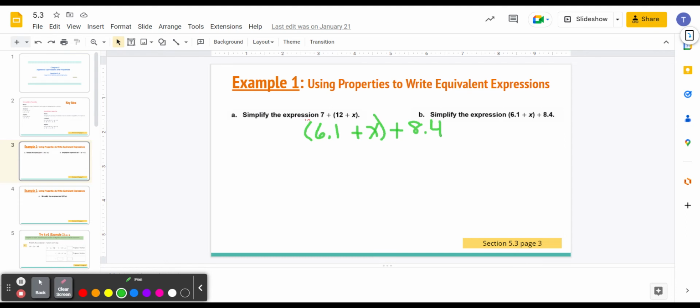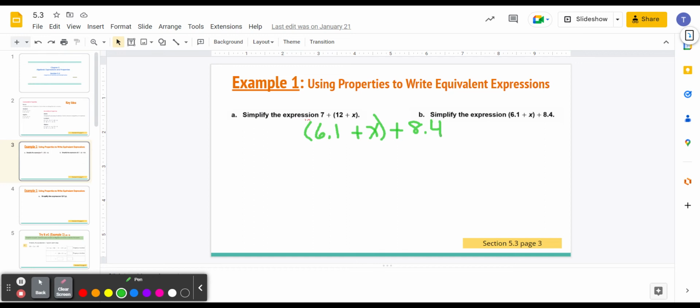Okay, so we have problem B written down. In parentheses in our grouping, we have 6 and 1/10 plus x, and then we have plus 8 and 4/10. So again, we need to figure out how to simplify. And simplify means that we have some like terms that we can combine. It's a little tricky, this one, because I do see two terms that I can combine, but I can't just do one property. I actually have to do two different properties.